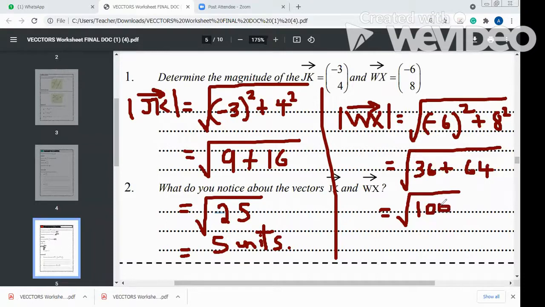The square root of 100 is 10 units. Very good. What do you know about these two vectors?